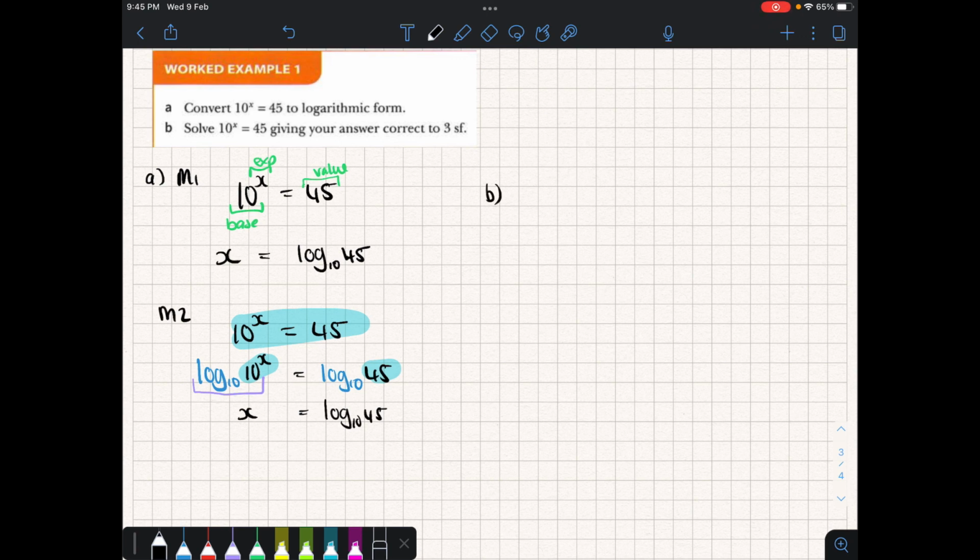Part B says solve now. You want to find the value for x. In order to find the value for x, we needed to make it the subject of the formula. That's what we did in the first step. So we've got x equal to log base 10 of 45, and you simply punch that into your calculator. You can push the log button instead of having to use the one with the base. So log means base 10, 45, and we'll get 1.653, etc. And we want 3 significant figures, so that's 1.65.